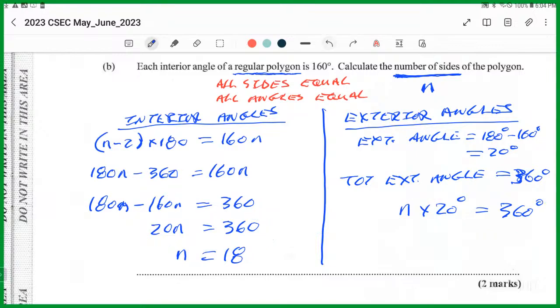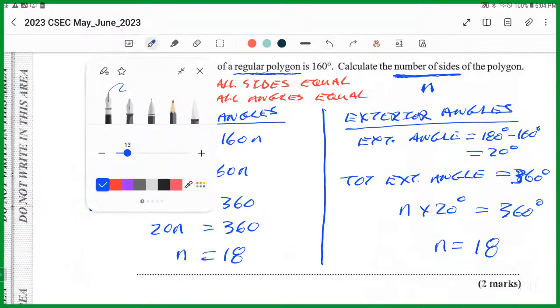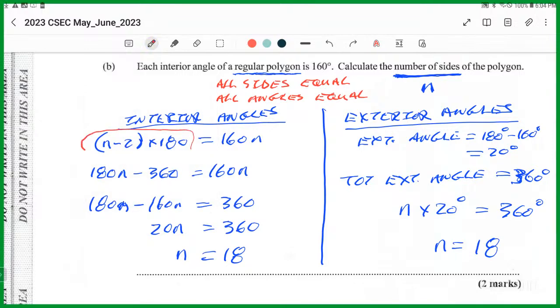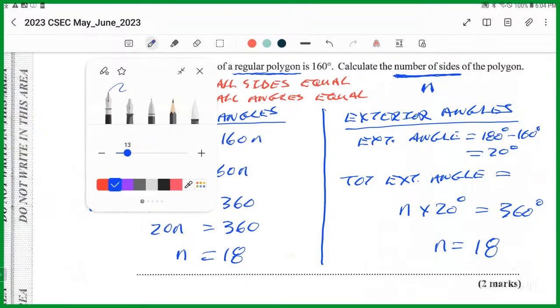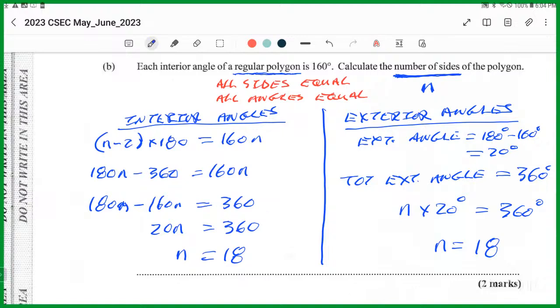So to find n, divide by the 20. So n is 18. So it's a good thing to remember that. Two good things to remember in this lesson. The total interior angle is always equal to n minus 2 times 180. I said n minus 2 triangles with any number of sides. Total exterior angle is always equal to 360, regardless of the number of sides. Total exterior angle of a polygon is always 360. Always 360. So that's what we do.